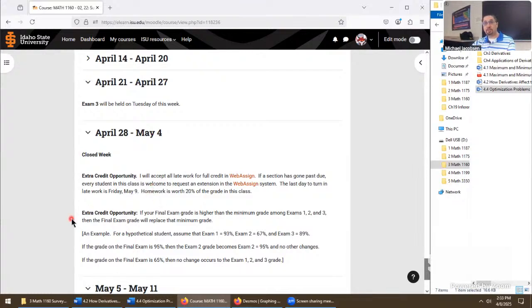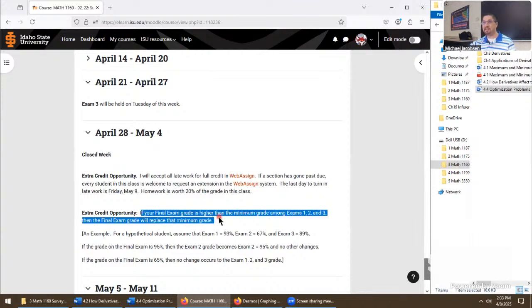The second extra credit opportunity is relative to the exams. If at any point you had, say, a really rough exam, this extra credit opportunity is more about if you came back on the final exam and learned those concepts well that you might have missed on any one of those exams. Then the final exam grade will replace your minimum grade among exams 1, 2, and 3. That's a pretty confusing statement, so I feel like an example goes along with it.